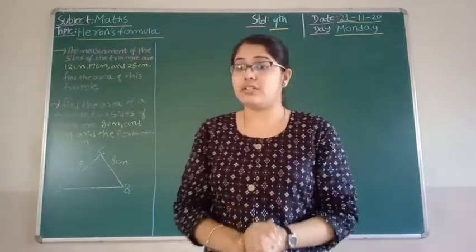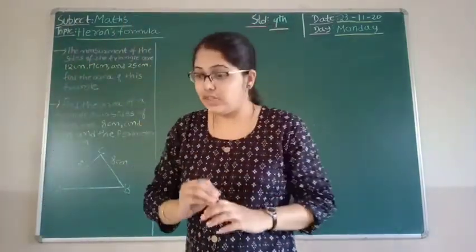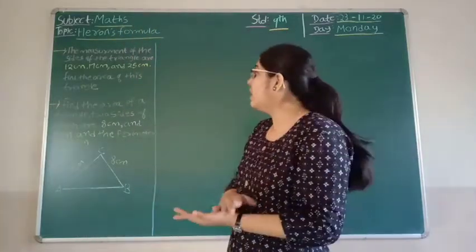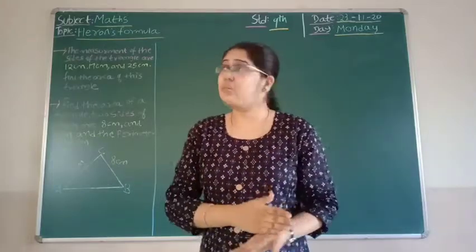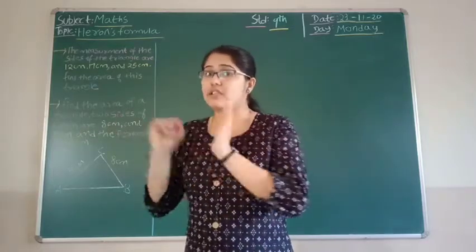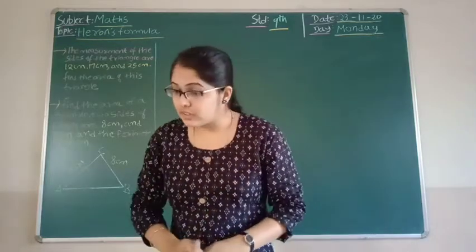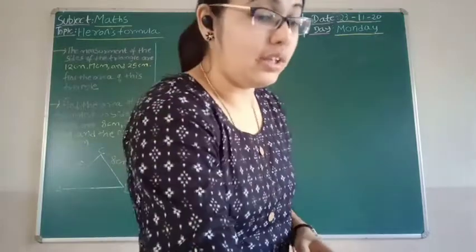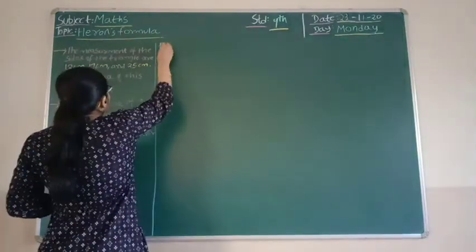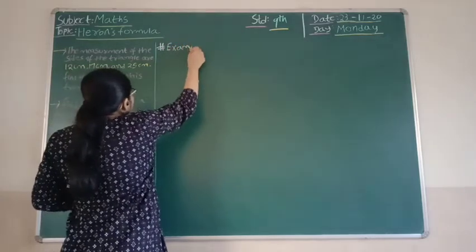Before going on with this sum, first we'll list what information we have. We have been given the sides of a triangle, and the measurements are 12 centimeter, 17 centimeter and 25 centimeter respectively. We need to find the area of the triangle. So what do we need to do? First, we'll clear what things we have. Students, now I'm starting the sum over here. So we'll do example 1.